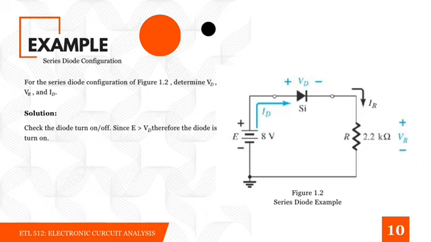Example 1. For the series diode configuration of Figure 1.2, determine VD, VR, and ID. Here's a little hint: check whether the diode is turned on or off. Since E is greater than V, the diode is turned on.